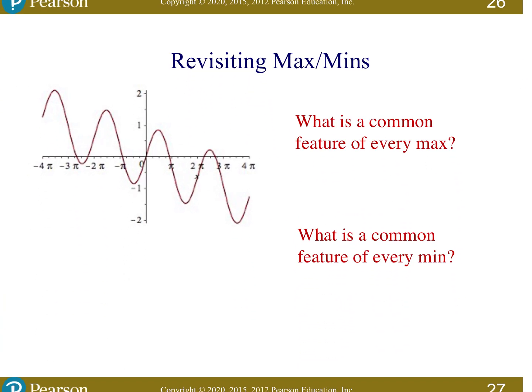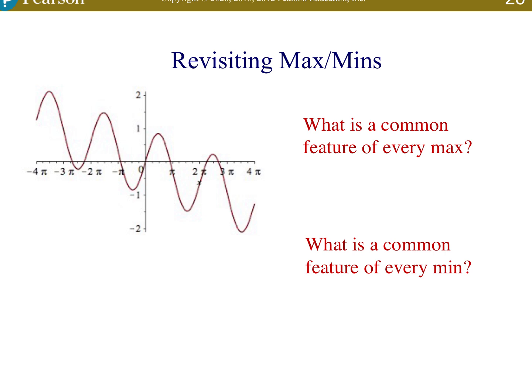So just think back about every max and min. We know that maxes and mins are identified by horizontal tangents. So all of them, all of these at least, have horizontal tangents, and so do all of the mins. So just knowing that a function has a horizontal tangent can't help us decide if that horizontal tangent belongs to a max or a min.